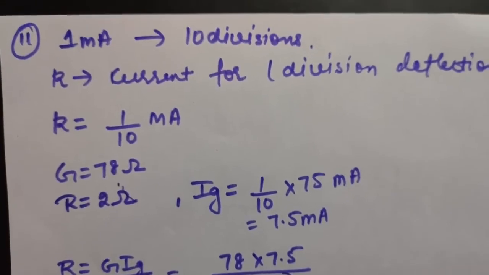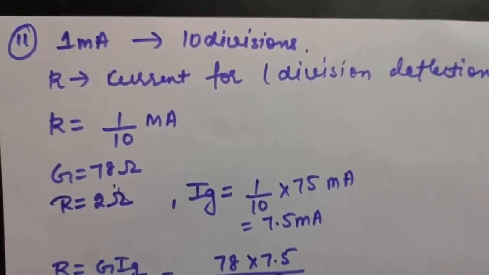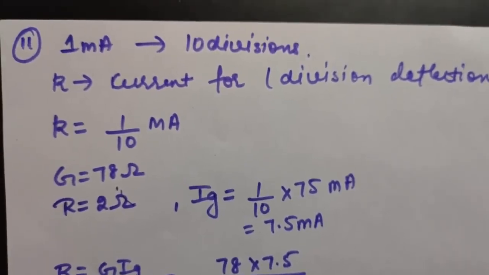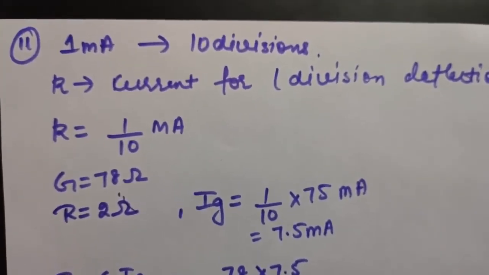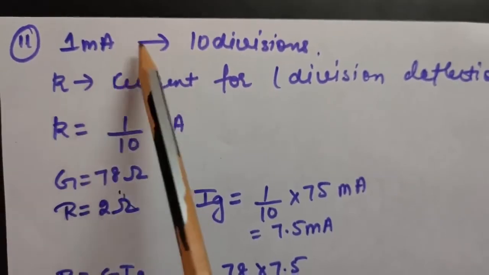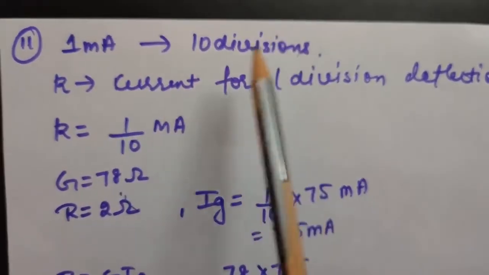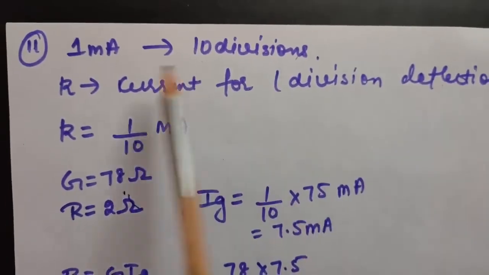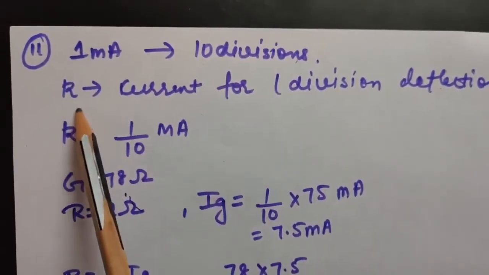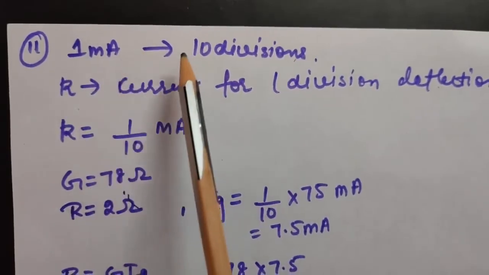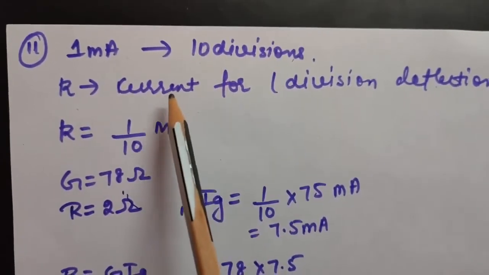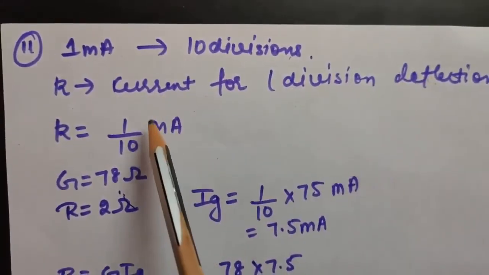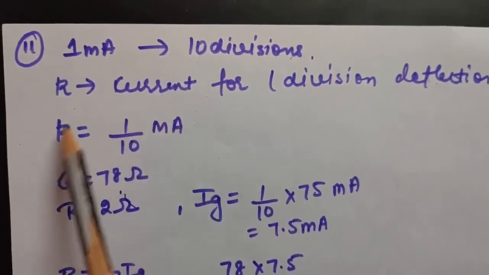Okay, so next is question number 11. It says, if in a galvanometer there is a deflection of 10 divisions per milliampere, that is, for 1 milliampere, we have 10 divisions. And as you know, small k is the current for 1 division deflection. So from this information, we can calculate k. For 1 milliampere, we have 10 divisions. So now you can easily calculate what will be the current for 1 division. That will come to be 1 by 10 milliampere. So this is our k.